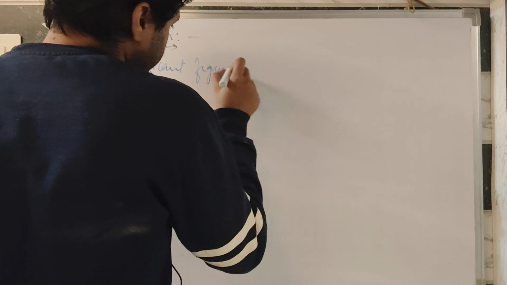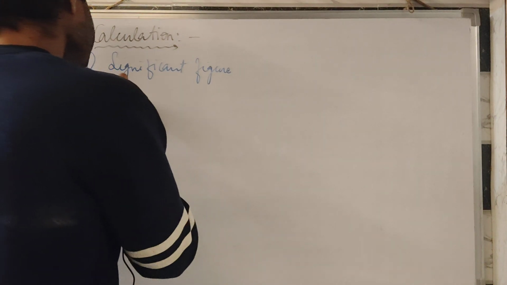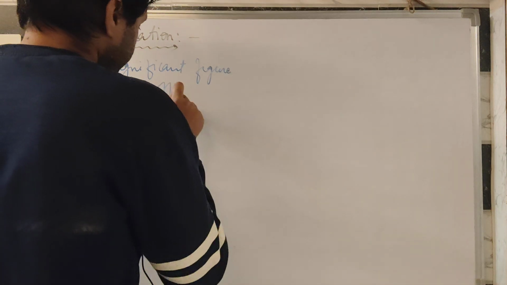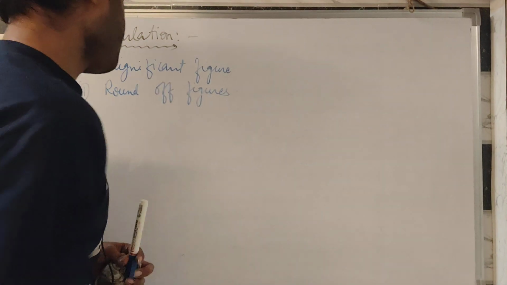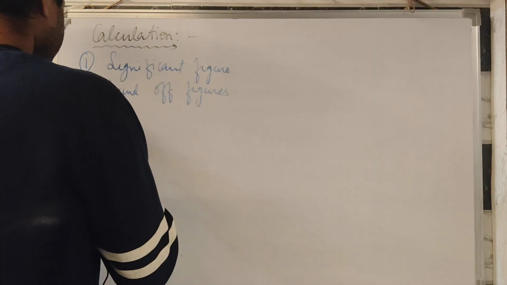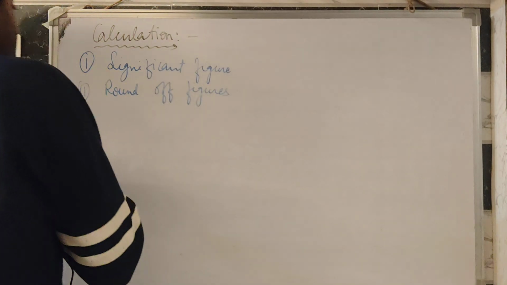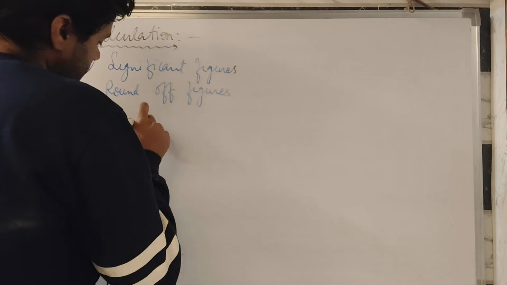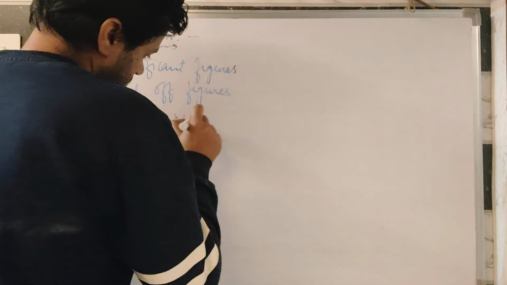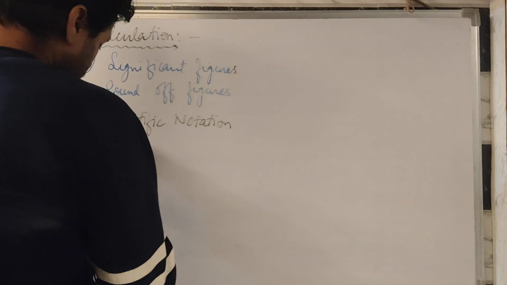That is, first is significant figures and second is round of figures, and the third one is scientific notation. And the fourth one is empirical formula.